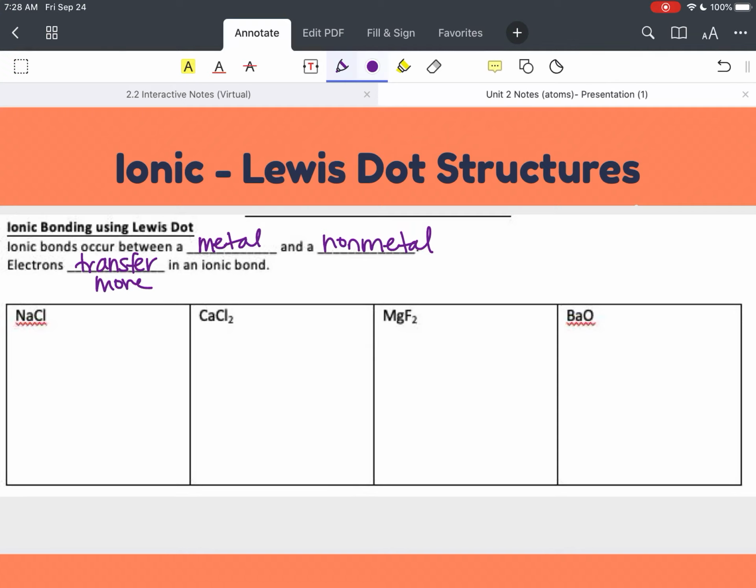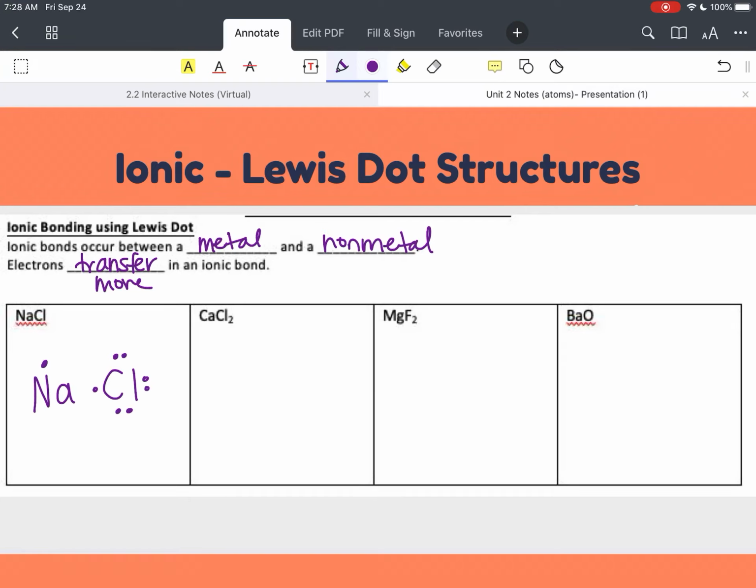So let's look at NaCl. The first thing we're going to do is just write out our elements, and then we want to draw their valence electrons. So sodium is in column 1, so it has 1. Chlorine is in column 17, so it has 7. Okay, so I see I only have one spot that's missing on the chlorine. Now, what's going to happen? Remember, chlorine has a much higher electronegativity than sodium. It's on the right side of the table, whereas sodium's on the left side.